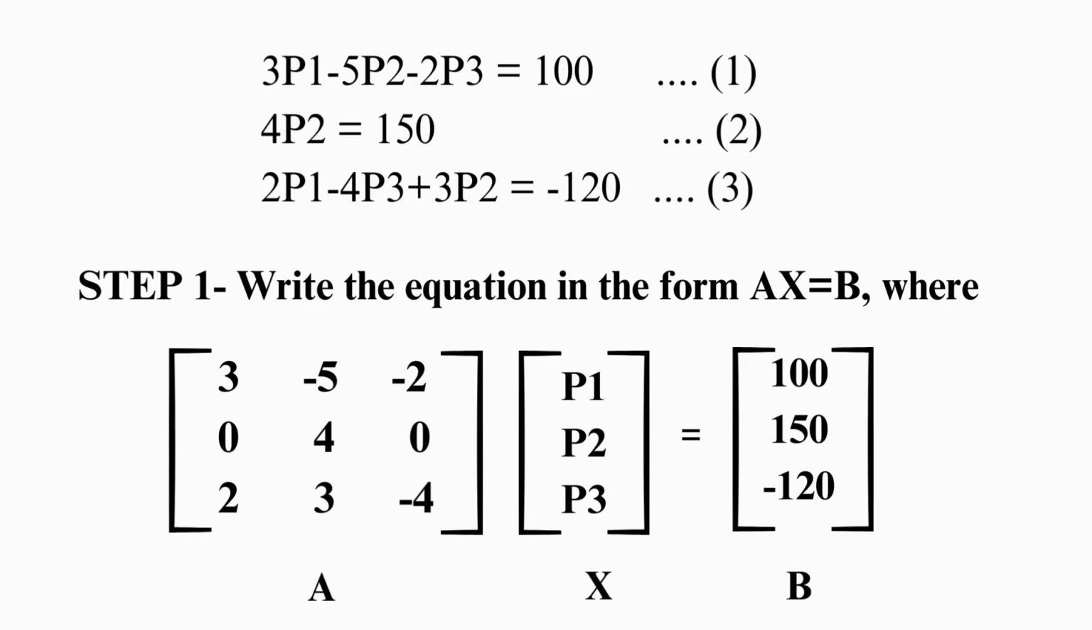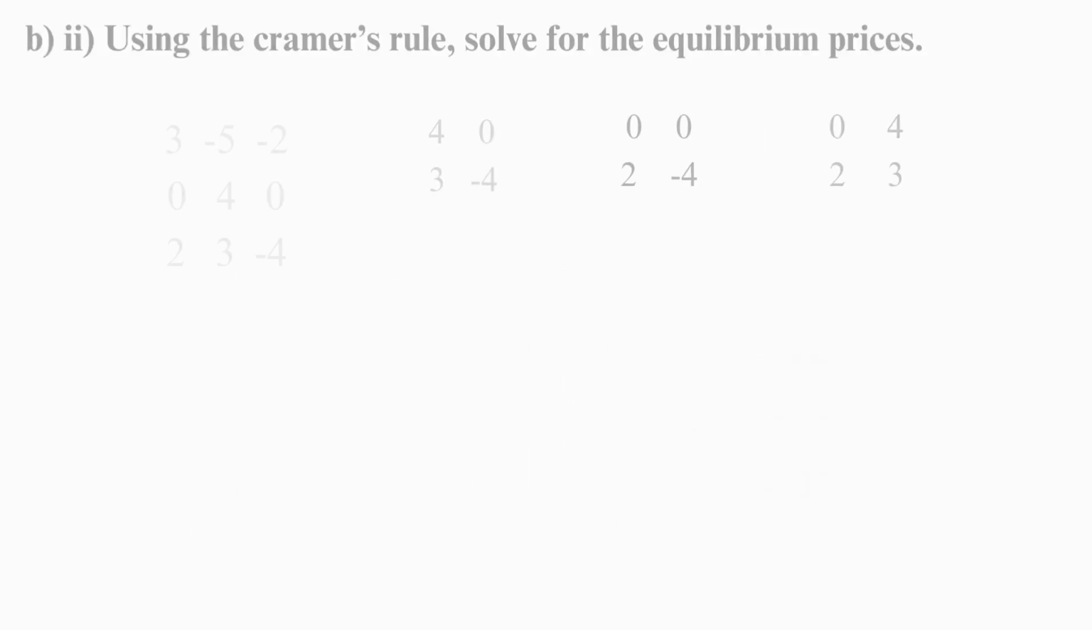First, we write the equation in the form AX equal to B. The first column of A is 3, 0, 2, the second column is negative 5, 4, 3, and the third column is negative 2, 0, negative 4. X is P1, P2, and P3. Then B is 100, 150, and negative 120.